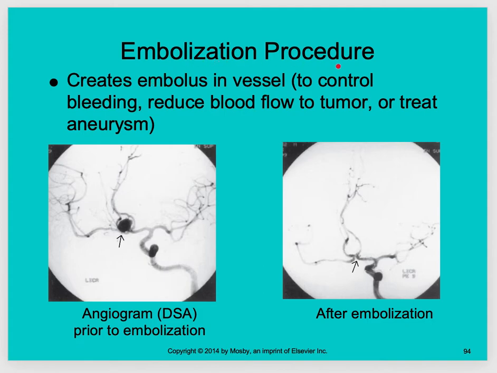So embolization procedure, so creates an embolus in a vessel to control bleeding, reduce blood flow to a tumor, or treat an aneurysm. So angiogram with digital subtraction prior to the embolization. So you're seeing this blown up here, and it's before the embolization. So now after the embolization, you don't have that dark spot there. You've actually treated it, and everything should be back to normal, hopefully.